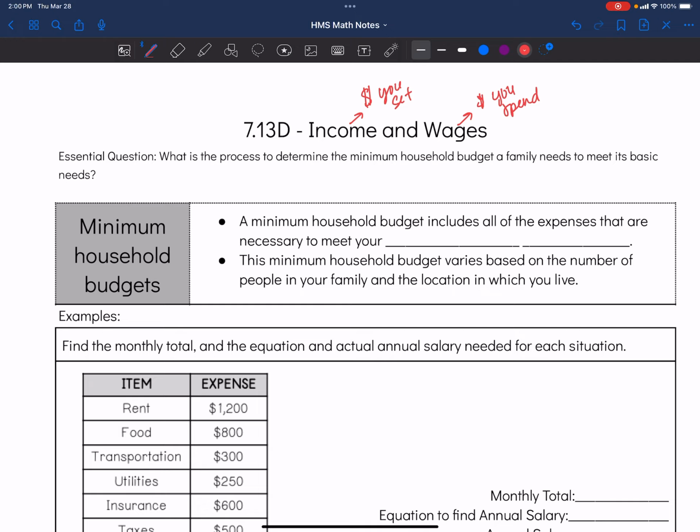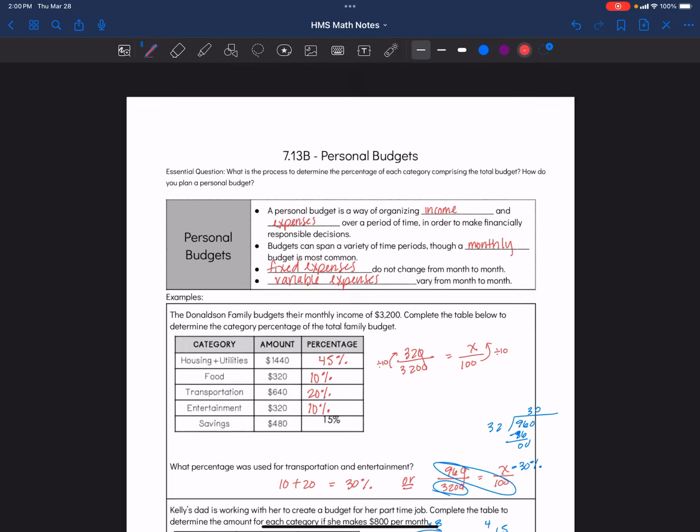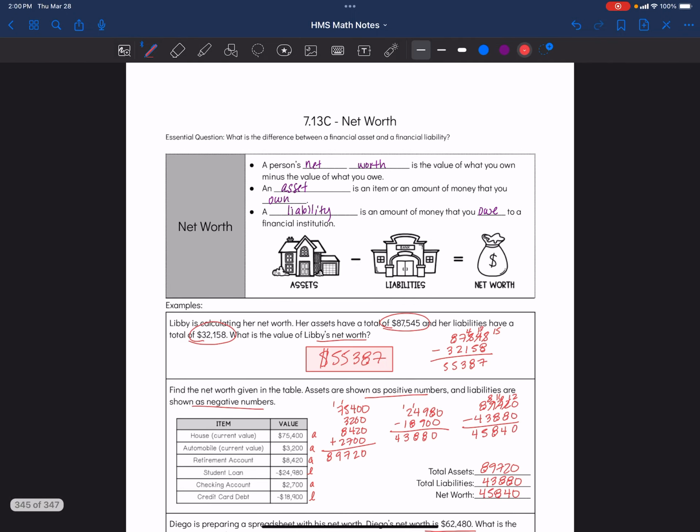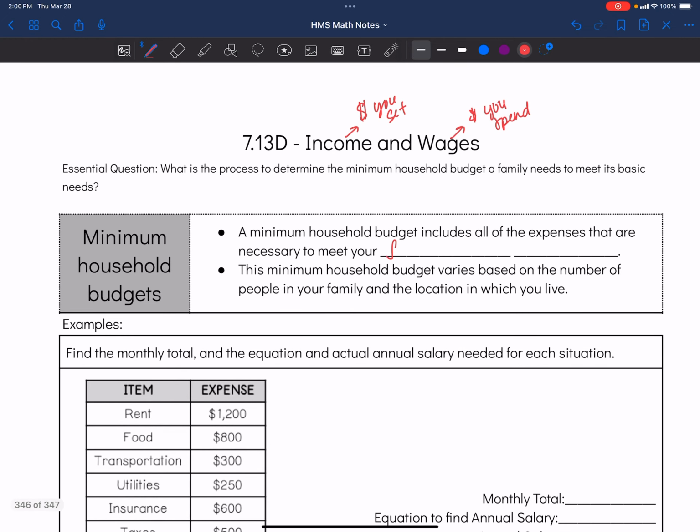So a household budget, well, we've actually kind of done this when we did our personal budgets, right? Kind of the same thing. But we also have household budgets. That's for the entire house. It's a budget that will meet your family's needs. So the minimum household budget varies based on the number of people in your family and the location in which you live. So your parents should have this. They should know this. They should be doing this, monthly, quarterly, yearly, whatever. I have a personal budget, which is also my household budget because I'm only one person. So love that for me.